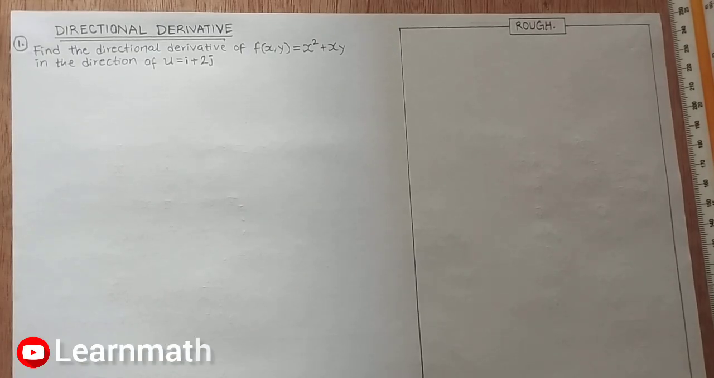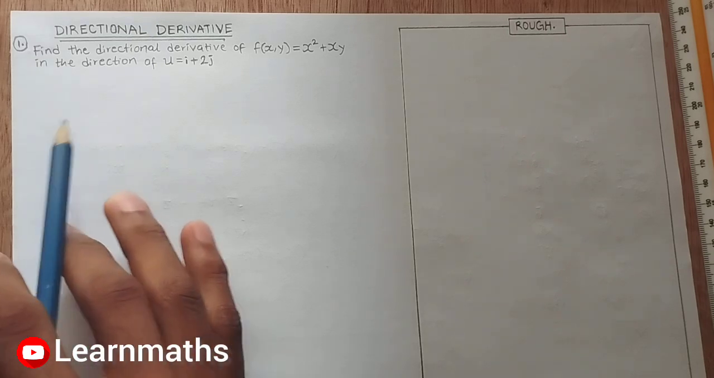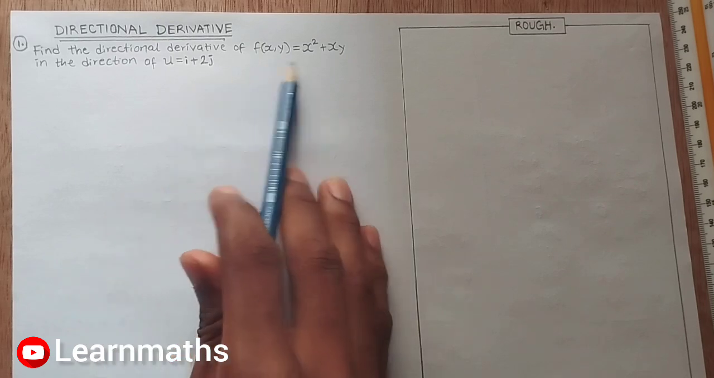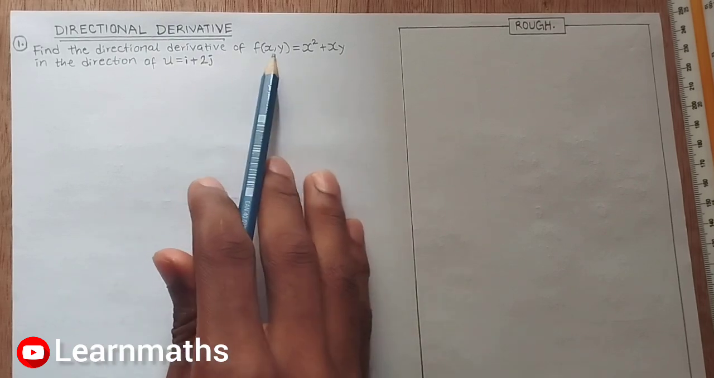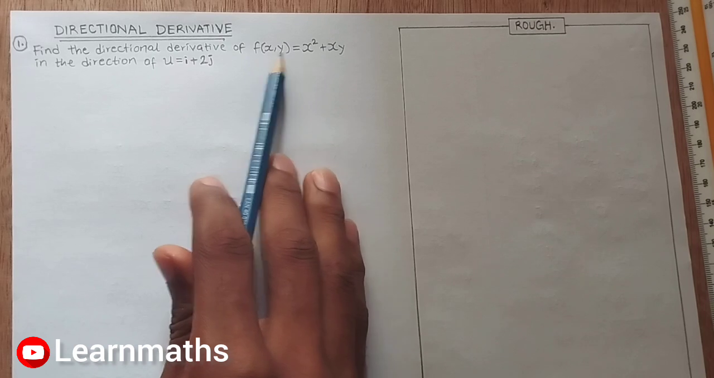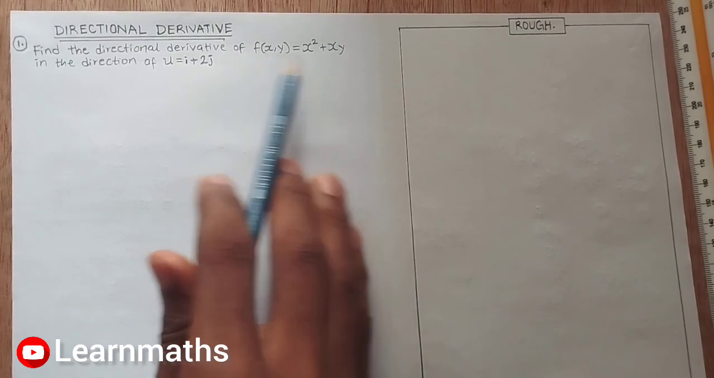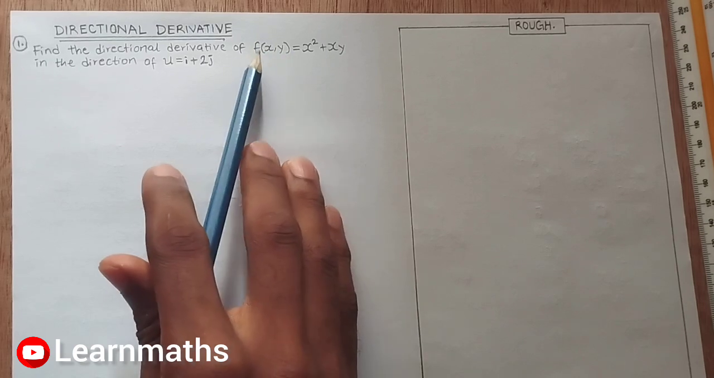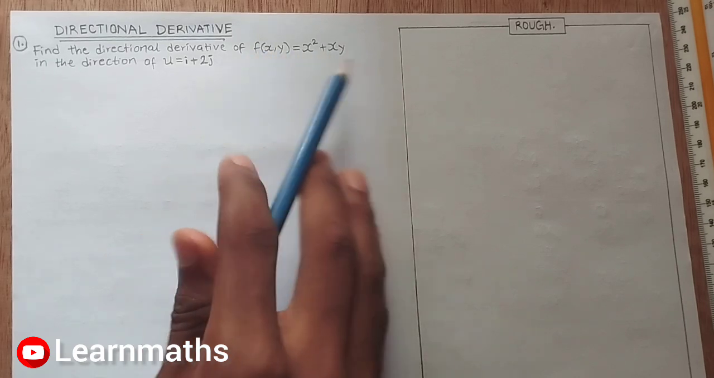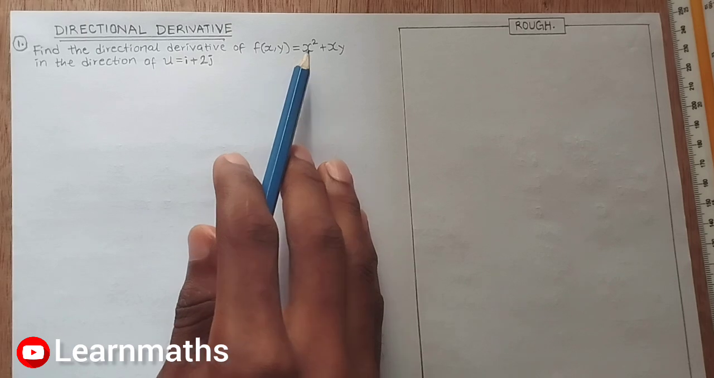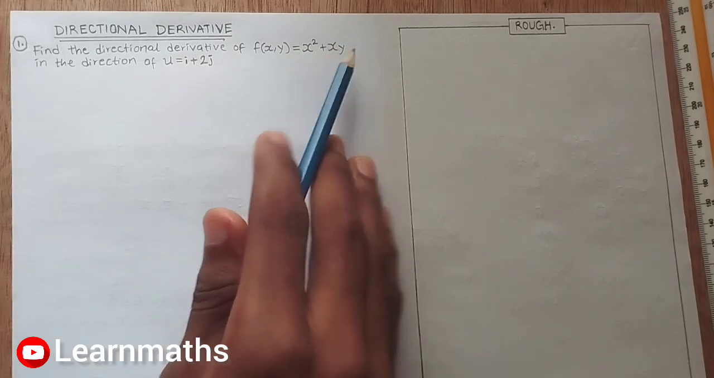Let's look at directional derivative. Now we have this question with us here. Find the directional derivative of this function. We just talked about functions that depend on multiple variables. It could depend on x and y, or on x, y, and z. Now we have this function that depends on multiple variables, x and y in this case: x squared plus xy.